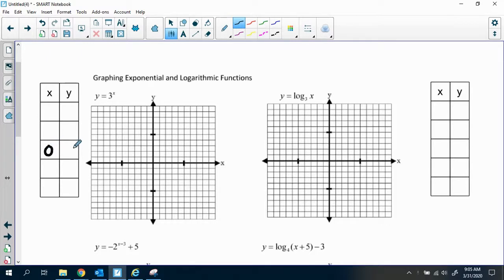If I plug in 0 for x, 3 to the 0 is 1. If I plug in 1 for x, 3 to the 1 is 3. If I plug in 2 for x, 3 squared is 9. And if I kept going, if I substituted 3 in for x, I'd get 27 for y. And remember, we've already talked about this, but if I sub in -1, y is 1/3. If I sub in -2, y is 1/9. If I subbed in -3, y would be 1/27th, and so on.